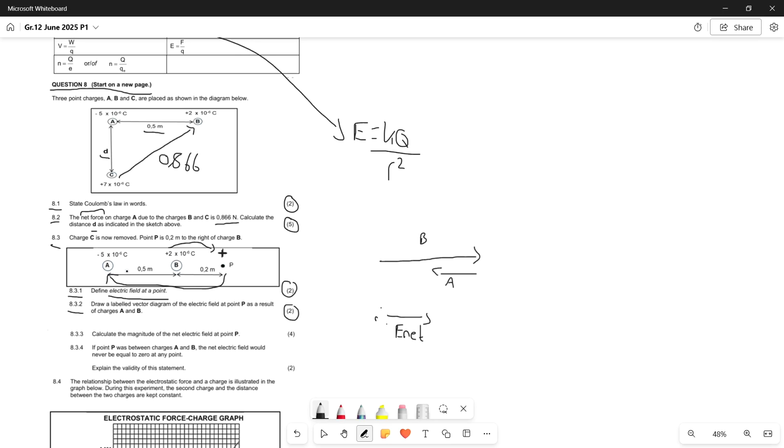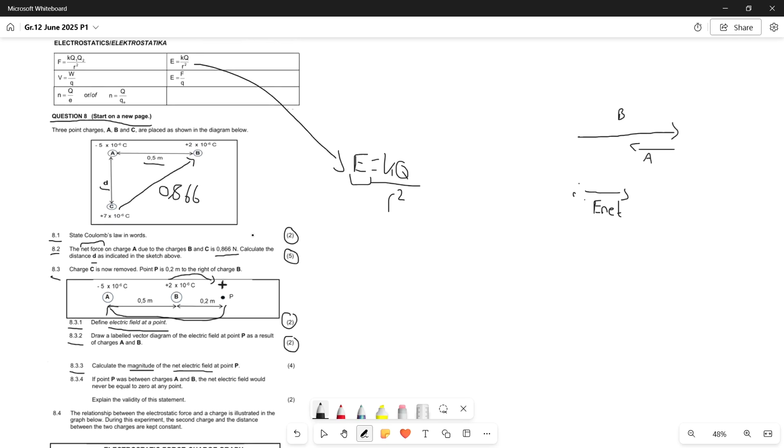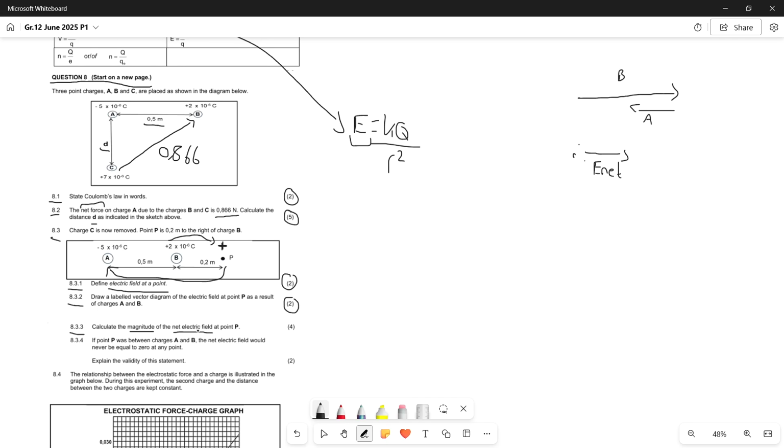But considering it is further away, it is harder for it to paddle water towards it in order to actually affect P. So then we have 8.3.2. We're now on 8.3.3, and 8.3.3 says calculate the magnitude, the amount of the net electric field. So our E over here. So we focus on electric for the E. Our force is our F over there. So the net electric field, net as well, at point P.